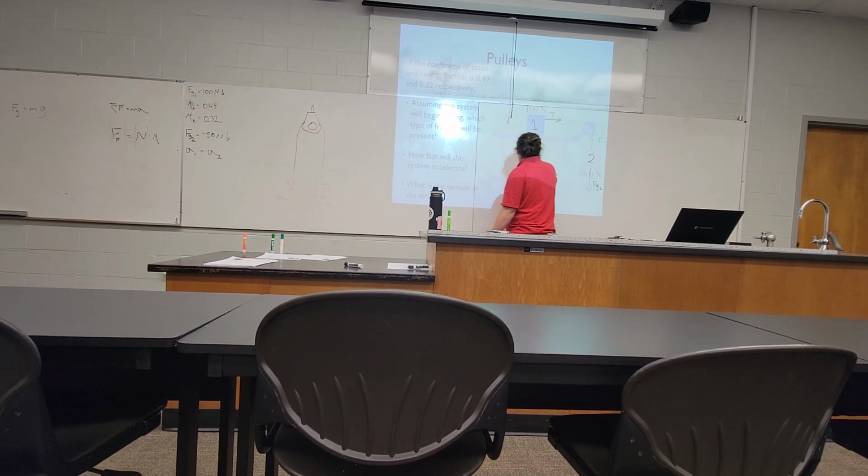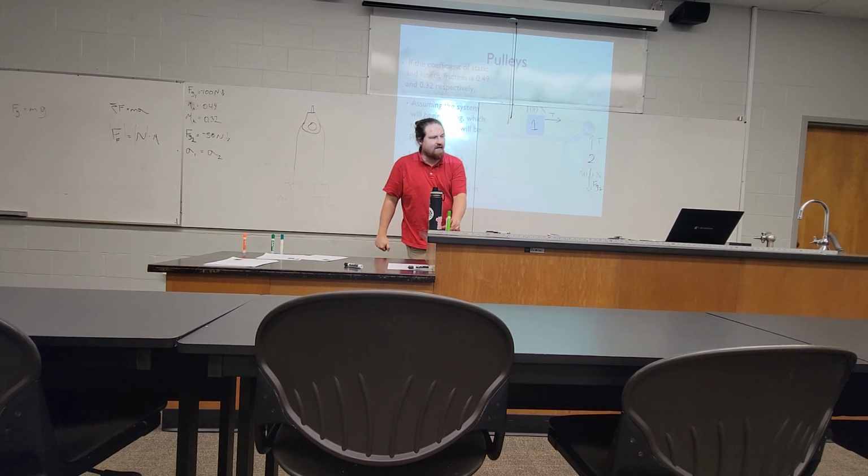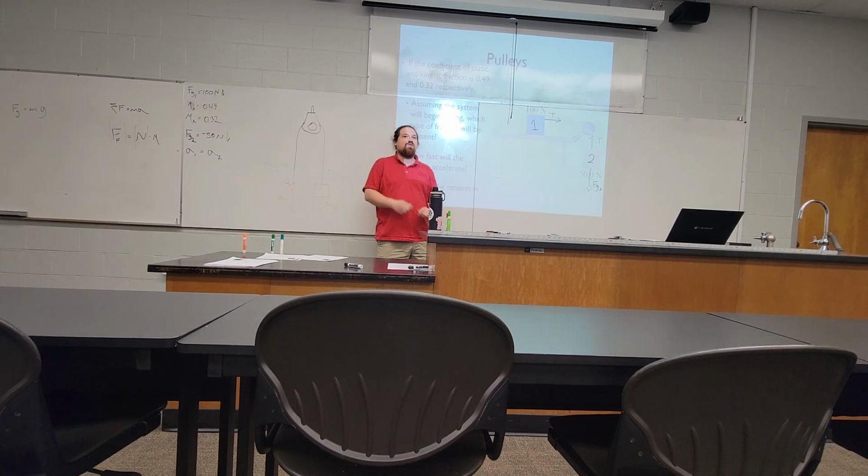Now, the other box is going to have a few more arrows. Again, we've already got the tension worked out. But what other forces must be present as it slides across the table?